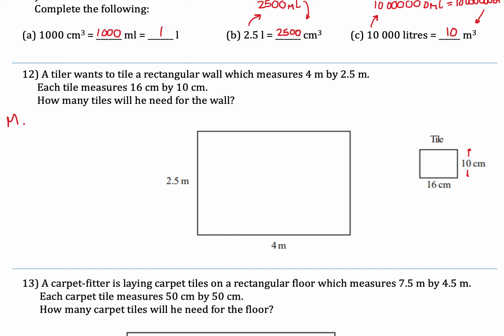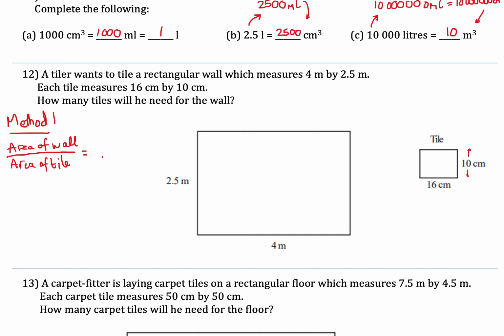So method 1, if the tiles will fill up the wall completely, which they will, we're going to find the area of the wall, and we're going to divide that by the area of the tile. And that'll tell us how many tiles we need.